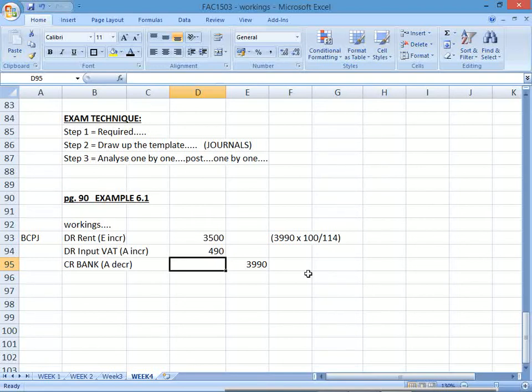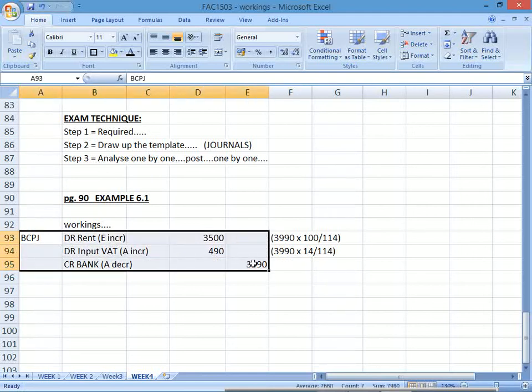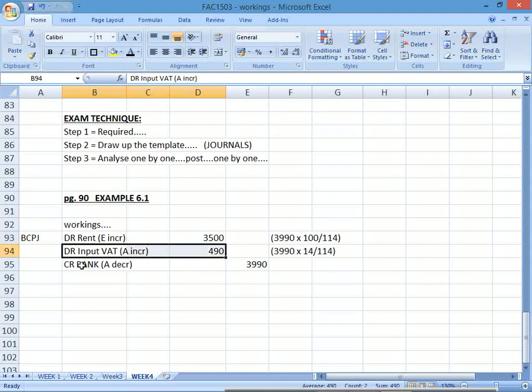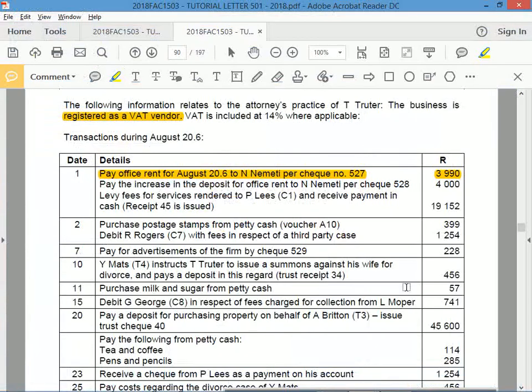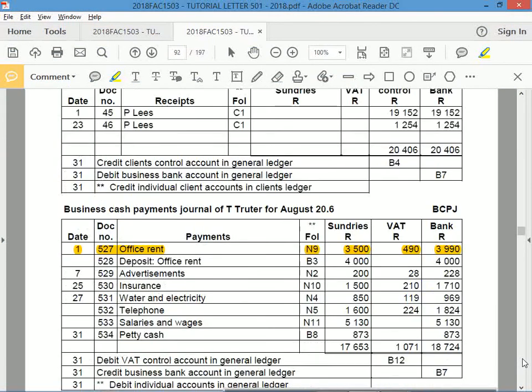If you wanted to work out the VAT first, then you would have shown this times 14 over 114. But that's the working that you would have gotten. All you need to do for the answer is that working. Then you can go put that in the nice columns. You can find the right column for rent, for VAT, and for bank. And then you're going to have something that looks like this.